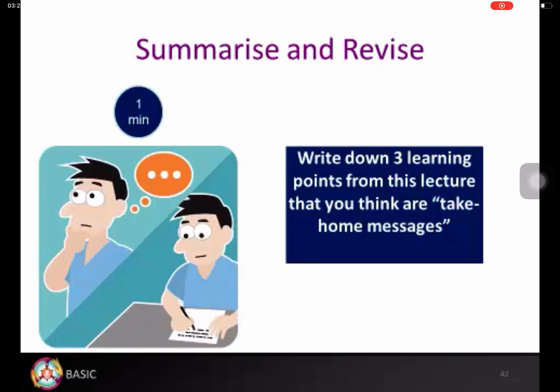Write down 3 key learning points from the lecture, 3 things you think would be important to tell your colleague who did not hear the lecture. I'll give you a minute to do this.